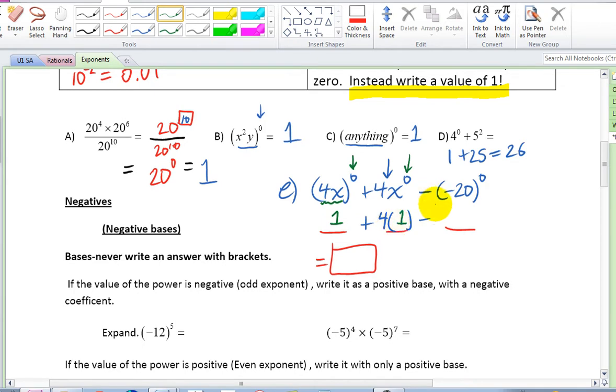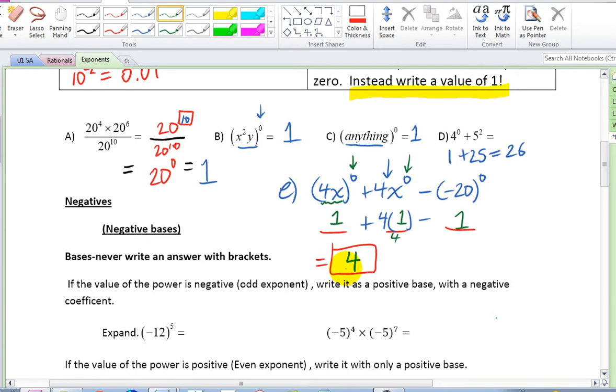Okay, and then minus sign, what's negative 20 to the exponent 0? 1. Everything inside your brackets must be 1. So then we simply go 4. What's 4 times 1? This would be 4. So 1 plus 4 is 5, minus 1 gives us 4 as our answer.